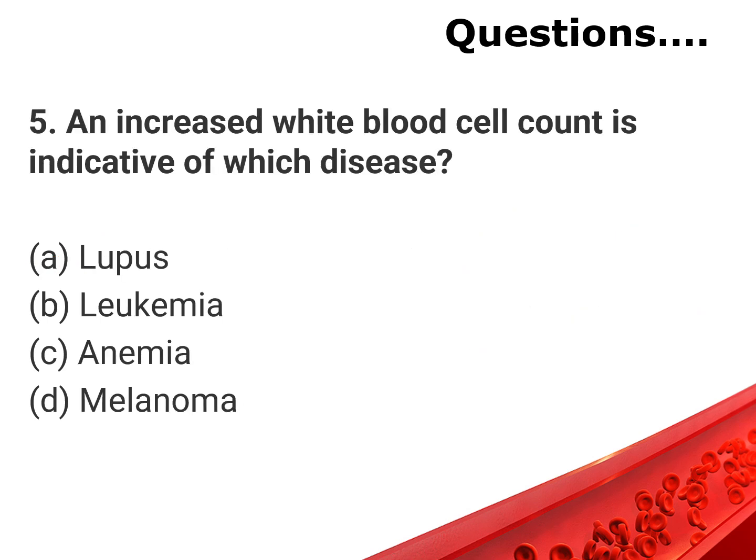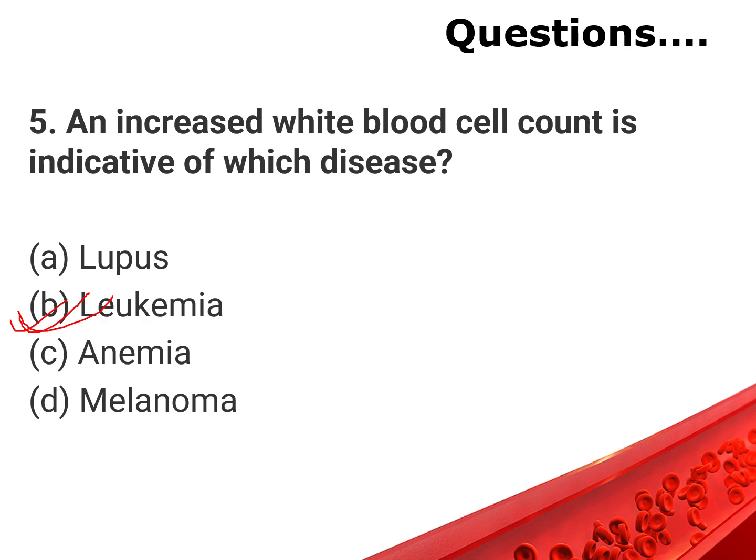Okay, so the next question is: an increased white blood cell count is indicative of which disease? The options are lupus, leukemia, anemia or melanoma. So the right answer will be leukemia. Why? Let's see one by one. Lupus is actually an autoimmune disease. It can sometimes cause low white blood cells, rather than increasing them. So this is out of the options.